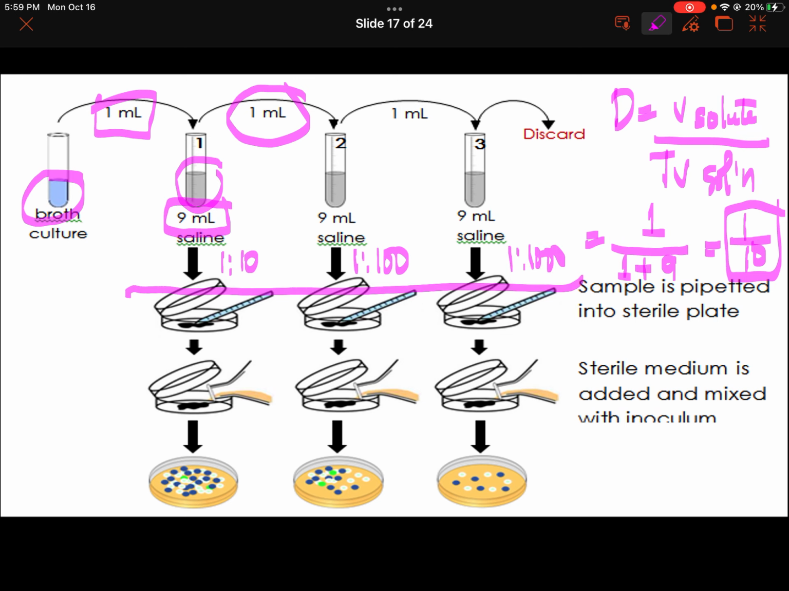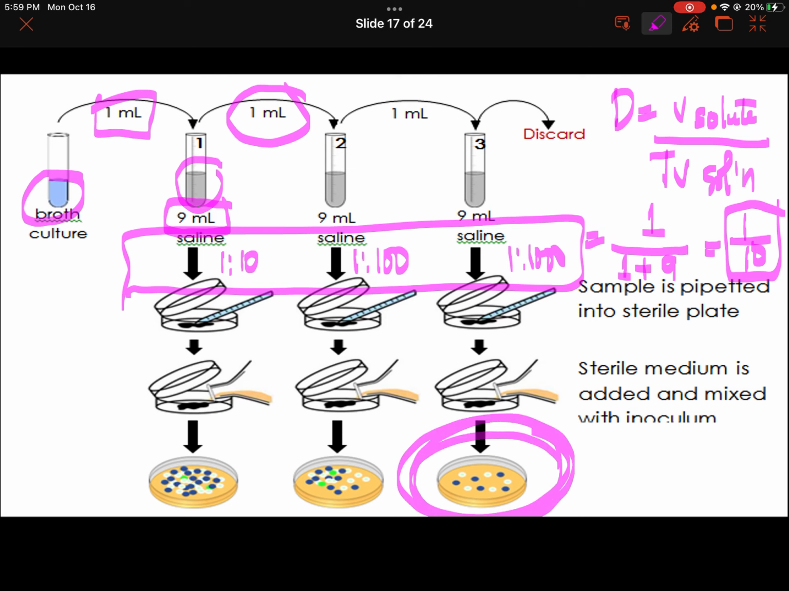And since you performed dilution, you diluted the broth culture, you are expecting growth of microorganisms here, very little as compared to the first plate and the second plate. So that's the pour plate technique. After you dilute, you pipette the sample into the sterile plate, and then of course the culture medium will be added with the inoculum.